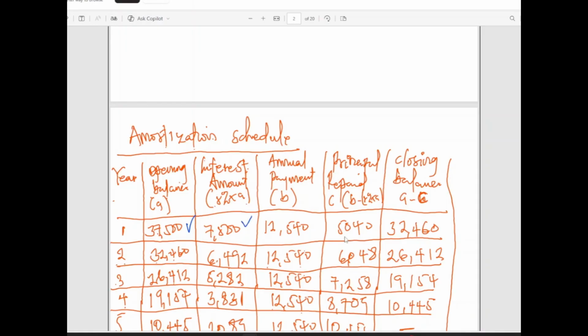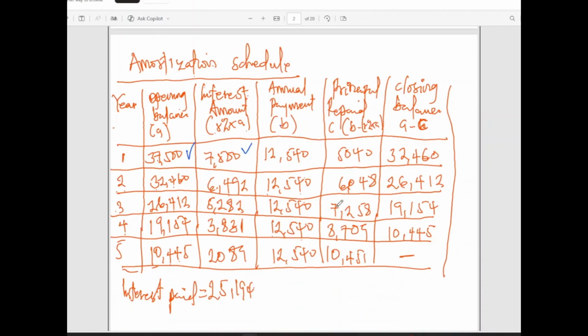Then our B will be the annual amount that we've calculated, the amount that will be paid on a periodic basis, and we know that it amounts to 12,540. This amount will be the same for each period. Then our principal repaid, which is C, will be our B minus our interest.